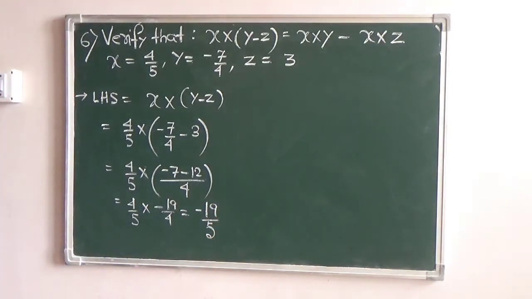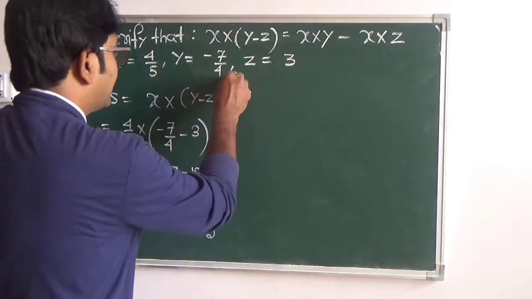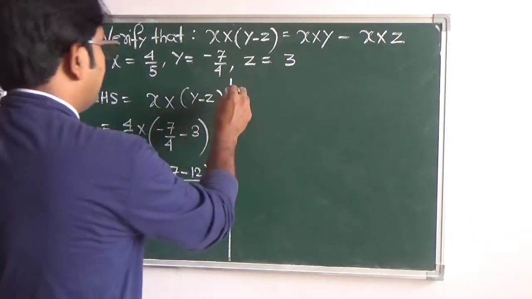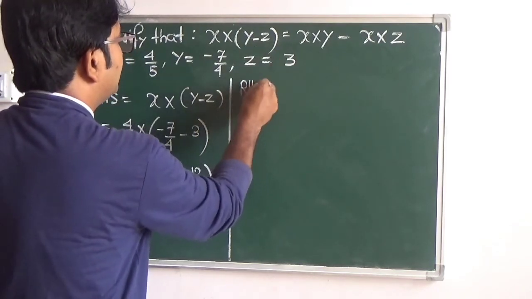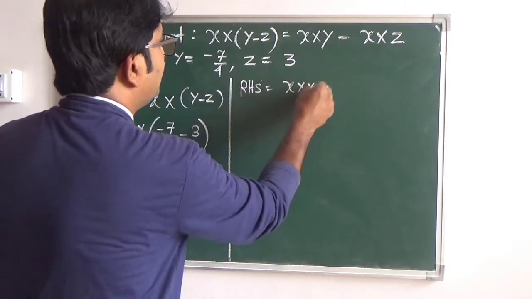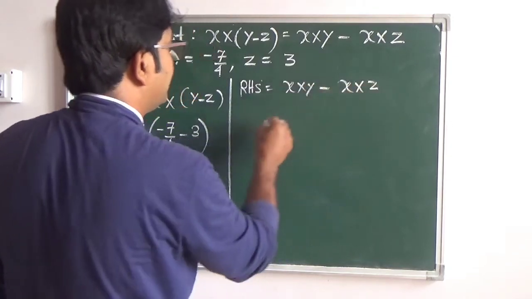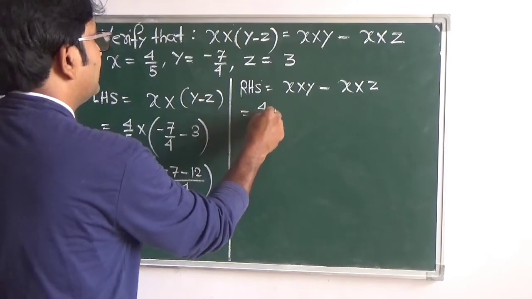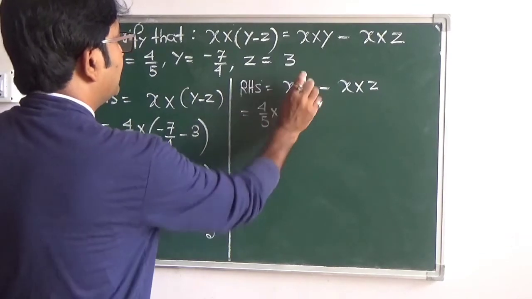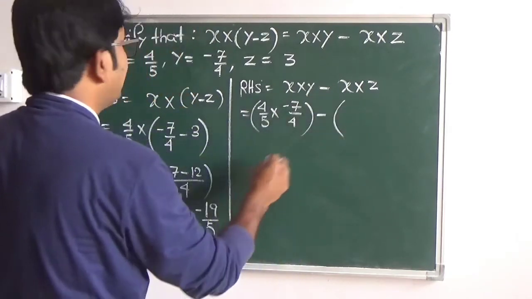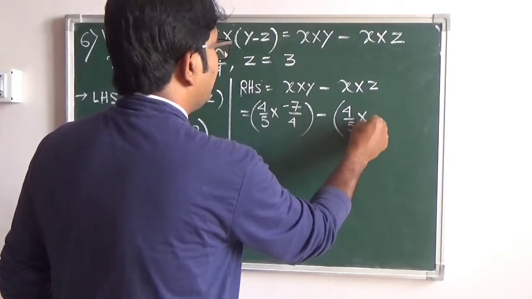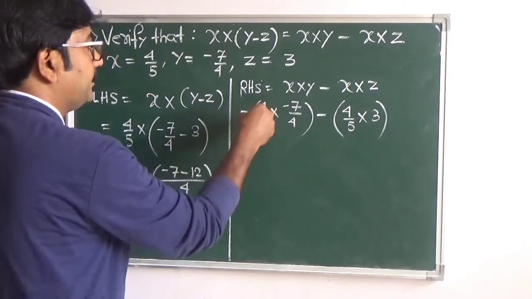So the left hand side, after substituting the values of x, y and z, we had the answer minus 19 by 5. Now let us move on to the right hand side and check whether the value remains the same or it changes. So the right hand side is x multiplied by y minus x multiplied by z. So x is 4 by 5 multiplied by minus 7 by 4 minus again x, 4 by 5 multiplied by 3. So again 4 and 4 will cancel out.